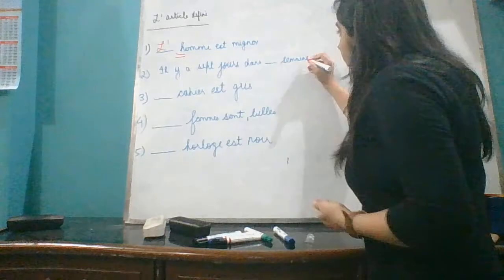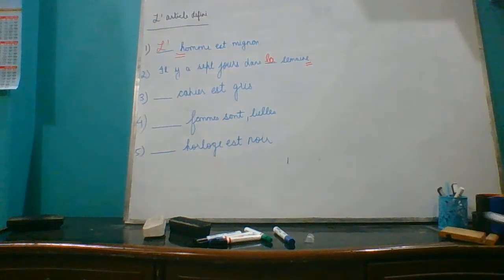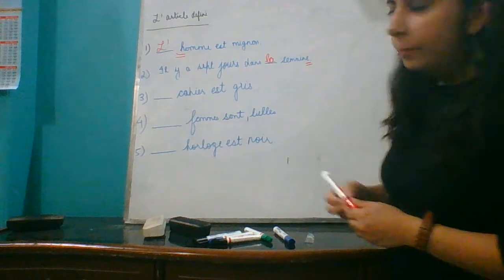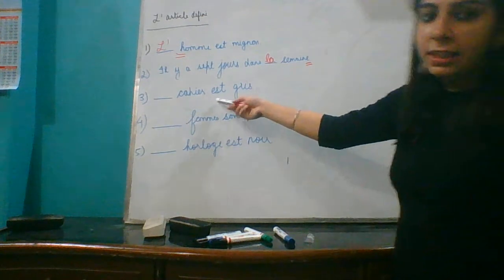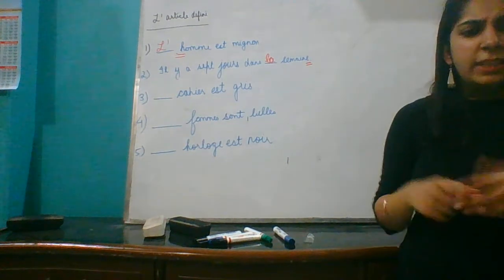So, the noun is ending with E. So, we will write dans la semaine. Dans la semaine. There are 7 days in the week. Next we have this last third sentence. Dash cahier est gris. Cahier, notebook, is grey in color.